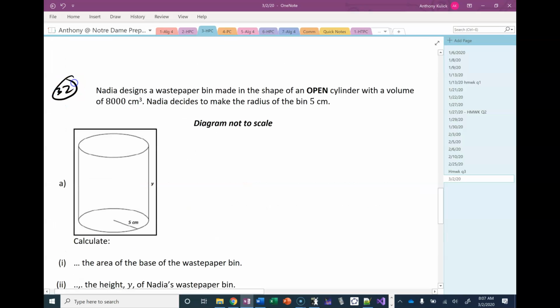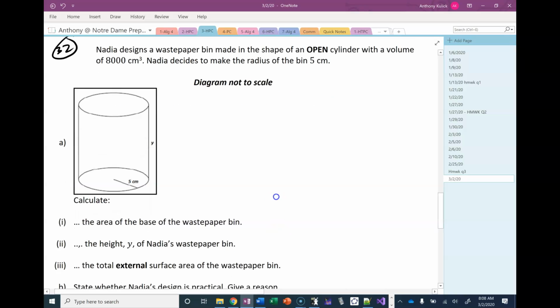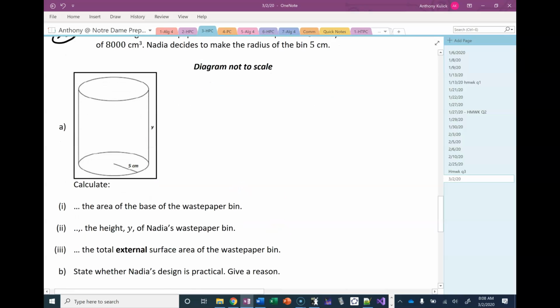So 32. Okay. So the area of the base. Well, the base is a circle. So I'm just going to use pi r squared there. So how about 25 pi centimeters squared?